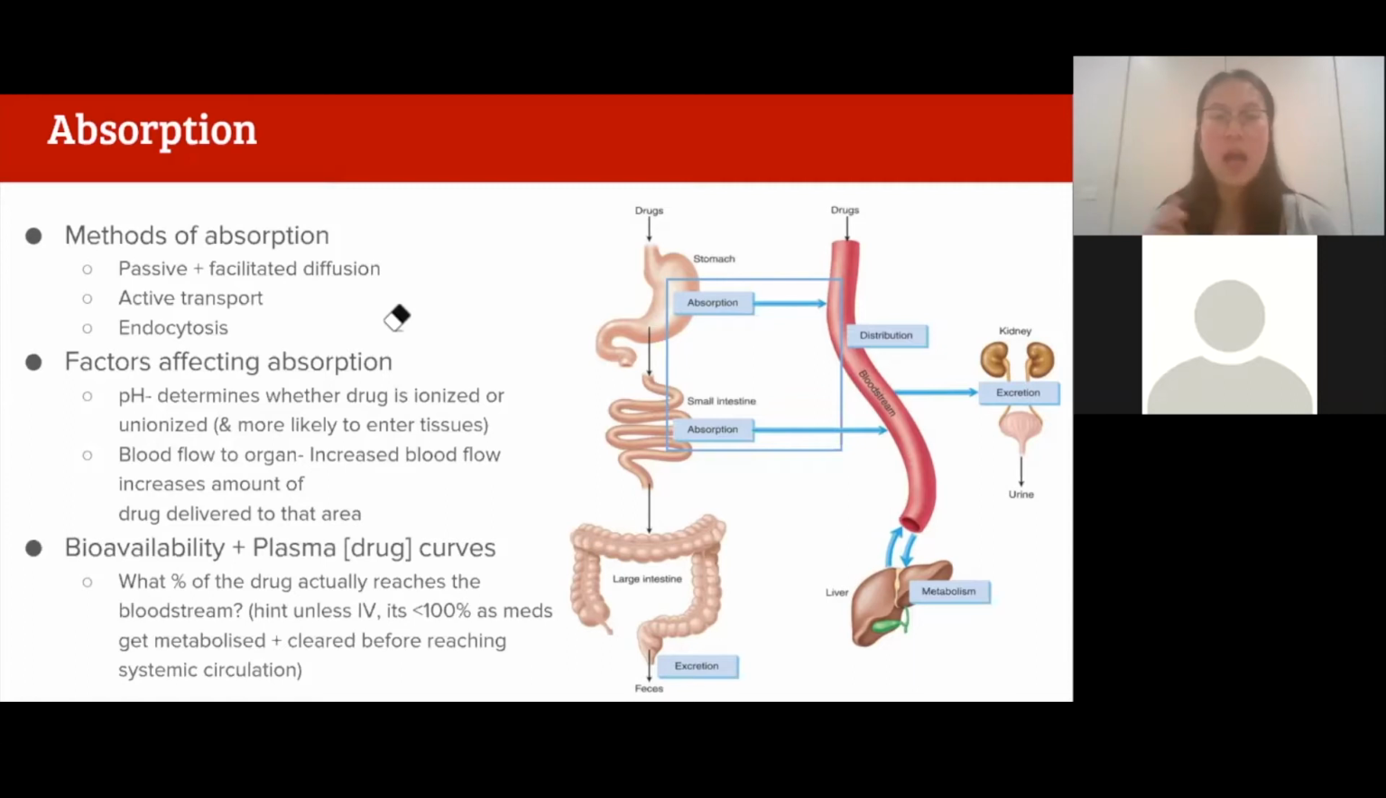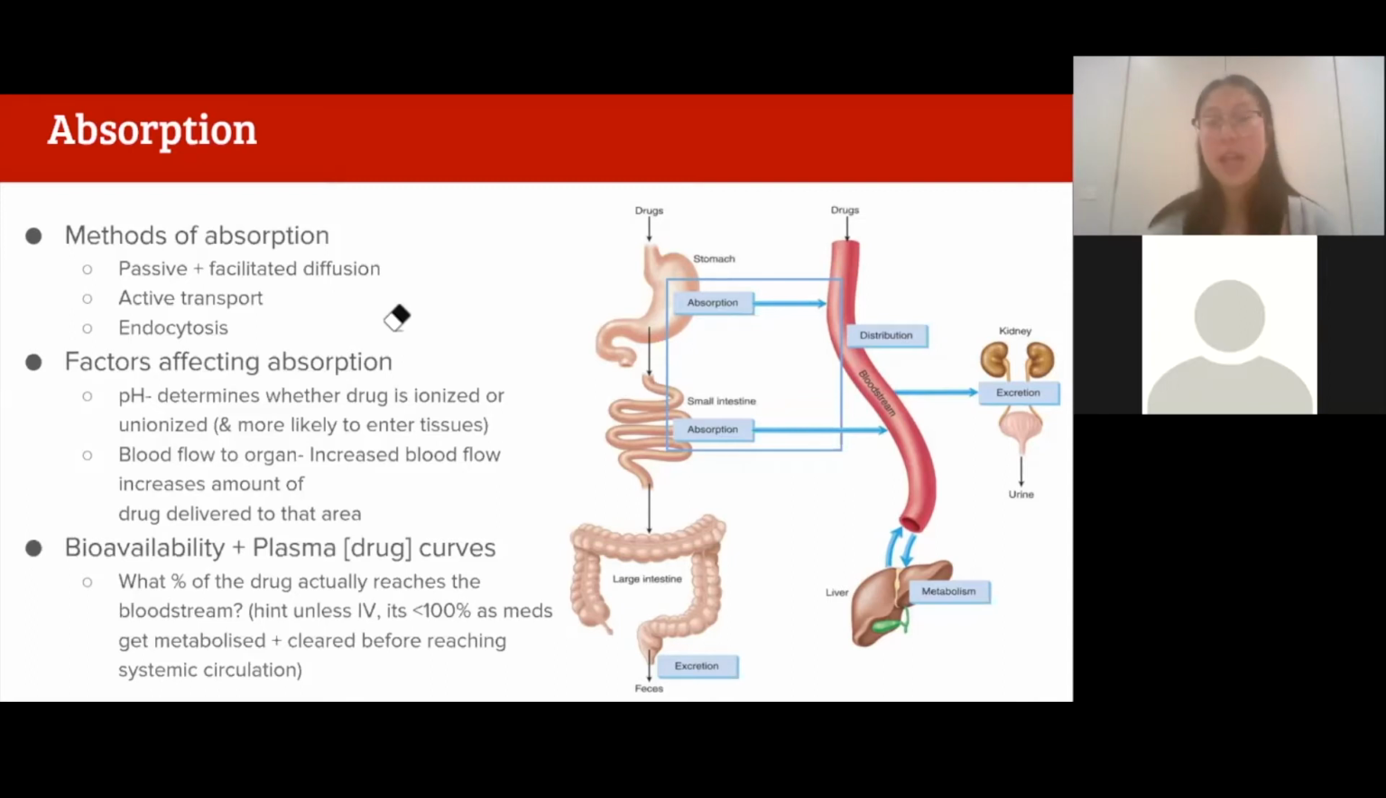The drugs will come in 2 forms, either ionized or unionized. When I think of unionized, I try to think of it as more lipophilic, so fatty, no charge, it's non-polar, which makes it easier to enter the tissues because our tissues have an overall non-polar plasma membrane. So, like attracts like, if it's in an unionized form, it's more likely and easier to enter and absorb into your tissues. A couple other things, you've also got the blood flow to your organ, which will affect that absorption. So increased blood flow increases the amount of drug delivered to that area.